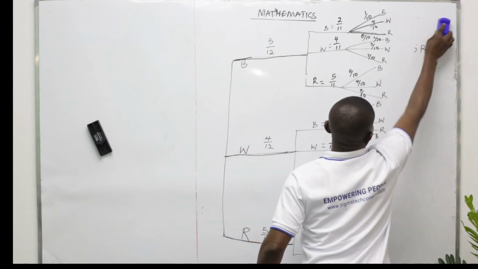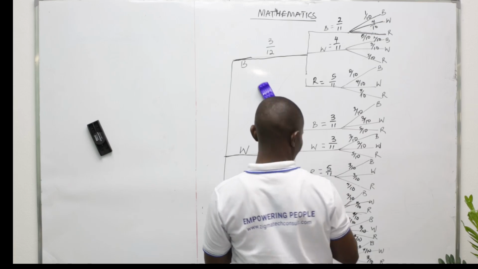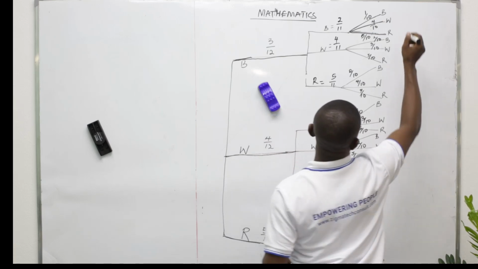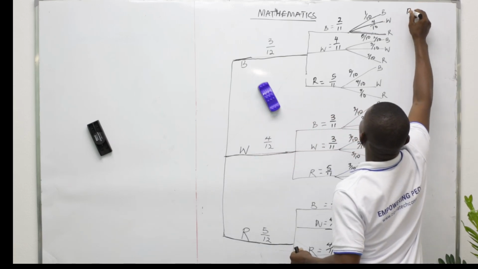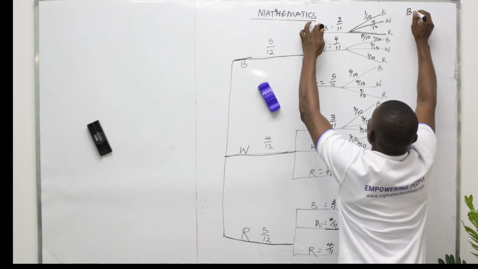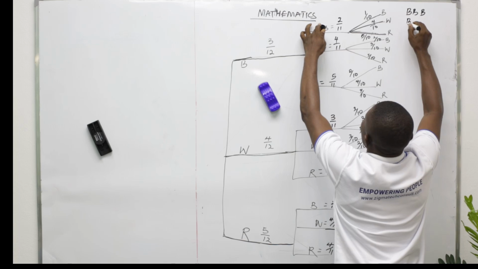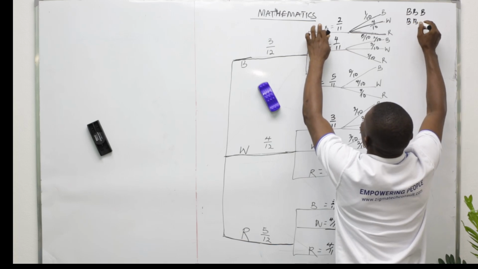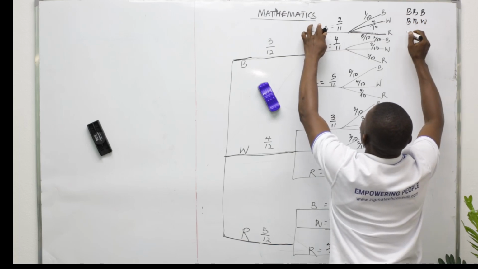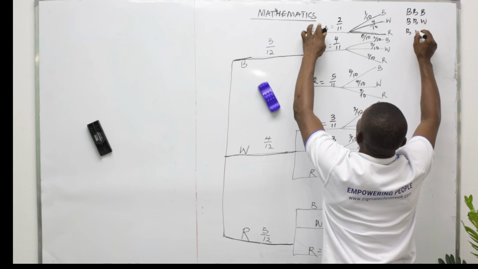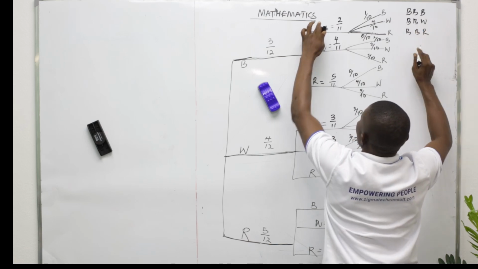Okay, let's list. I will have black, black, black, black, black, white, black, black, red.